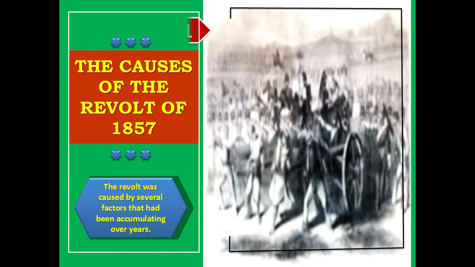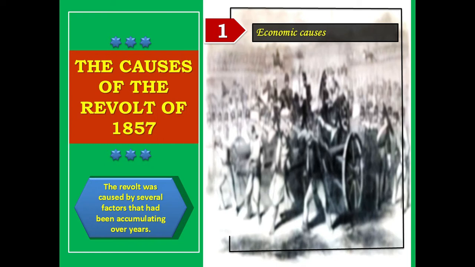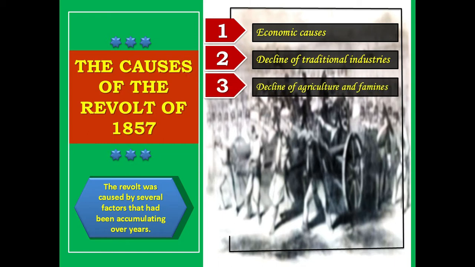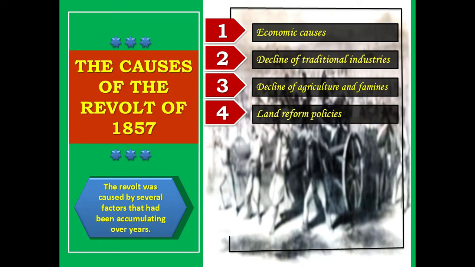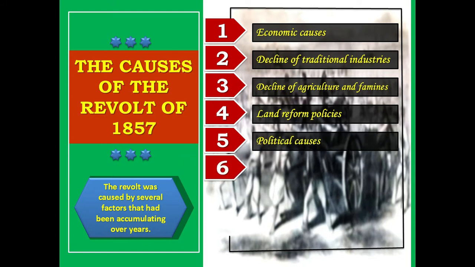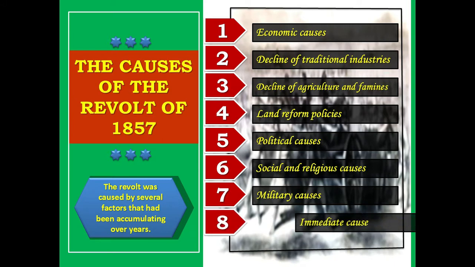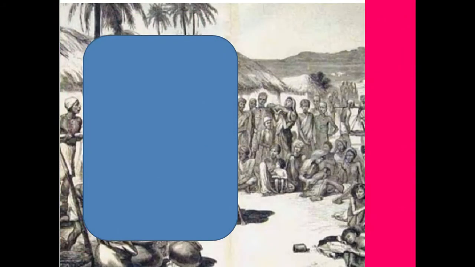Children, the next one: what are the causes of the revolt of 1857? There are eight major causes, several factors that had been accumulating over years. First, economic causes; second, decline of traditional industries; third, decline of agriculture and famines; fourth, land reform policies; fifth, political causes; sixth, social and religious causes; seventh, military causes; and the eighth is the immediate cause. So these are all the causes of the revolt of 1857. Children, how many are there? There are eight major causes for the revolt of 1857. So let's see each cause.